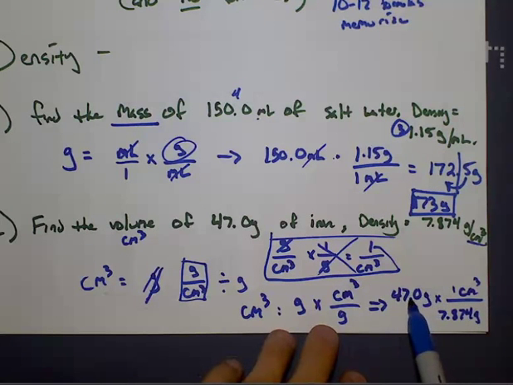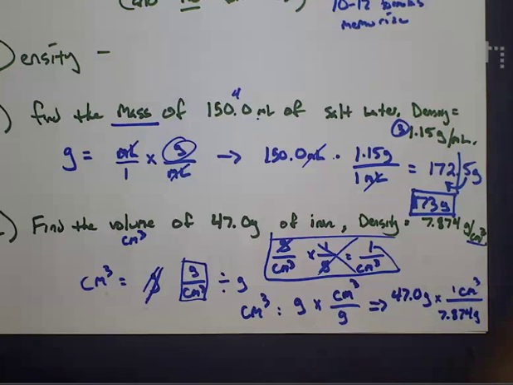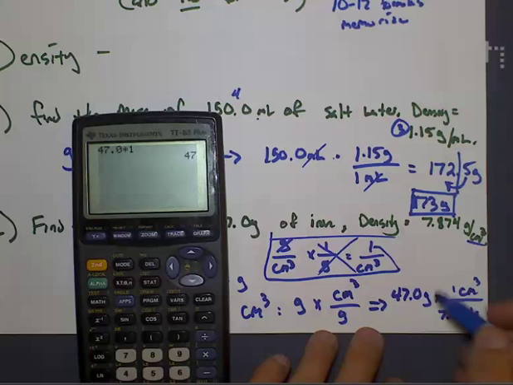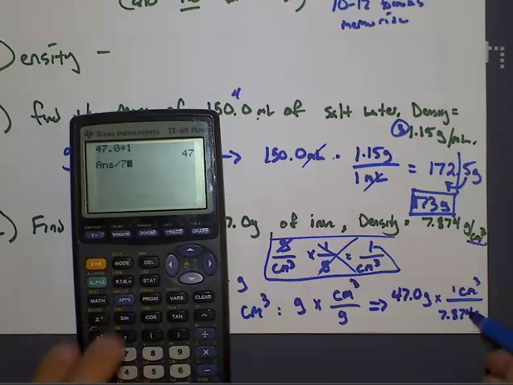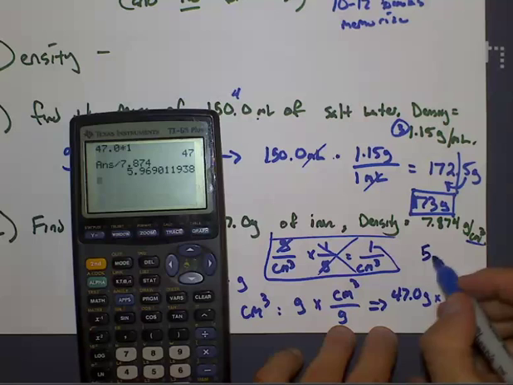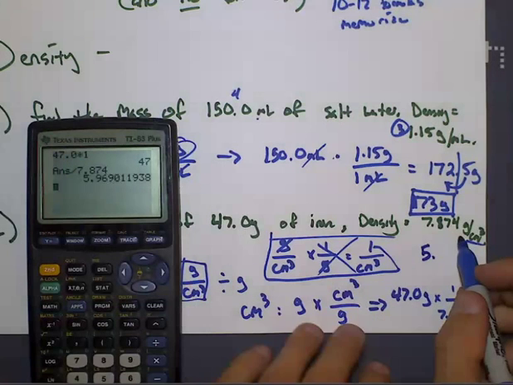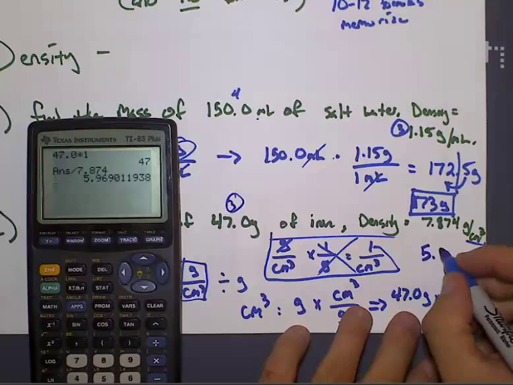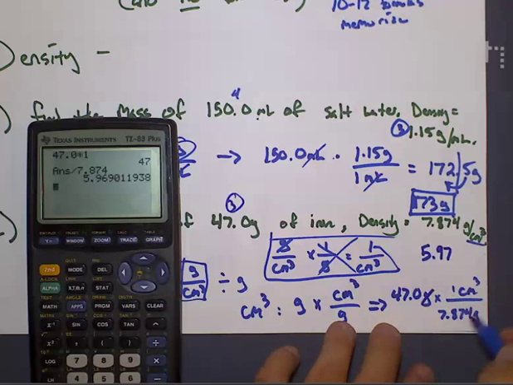We're going to go ahead and do this multiplication now. 47.0 grams times 1 cubic centimeter, so 47.0 times 1 divided by what's on the bottom, 7.874, and we get an answer of 5.969. To three significant figures, that turns out to be 5.97. Grams cancel, leaving cubic centimeters.